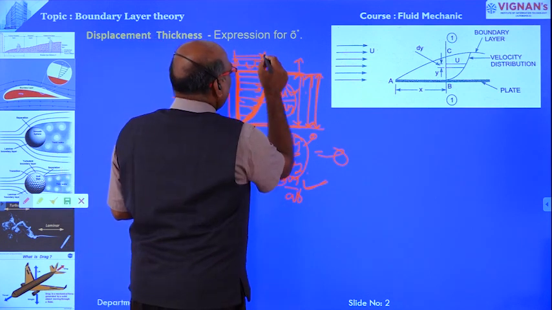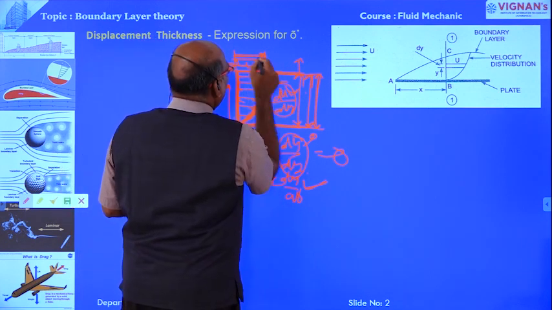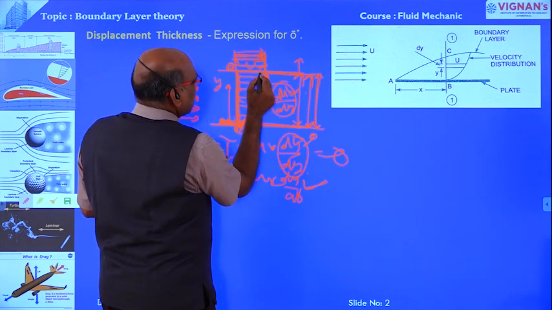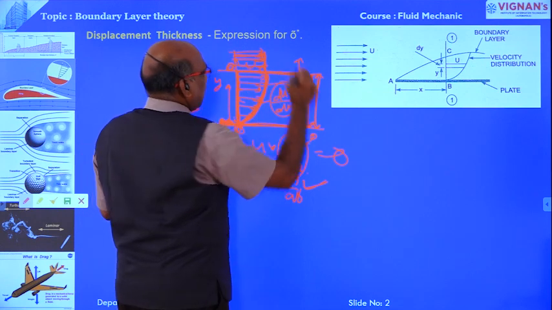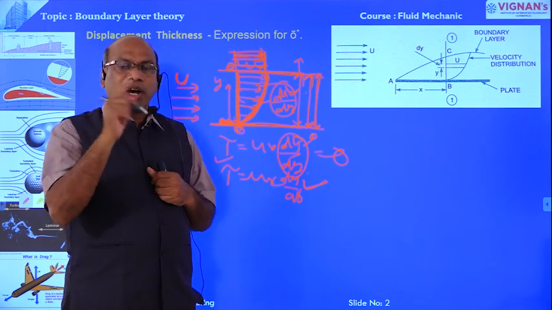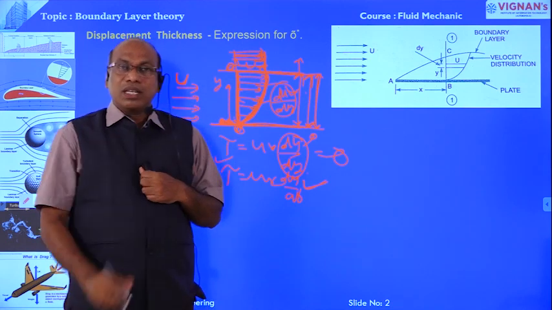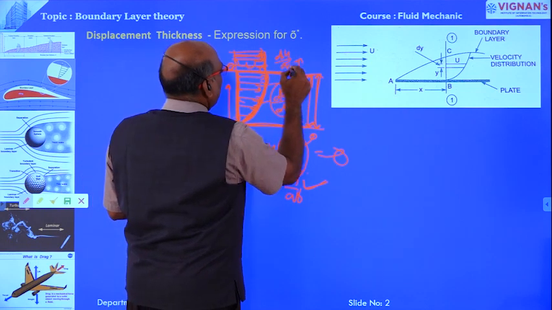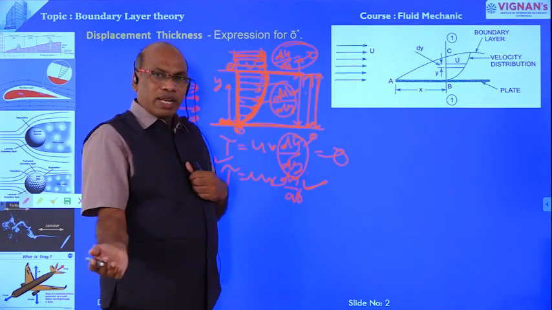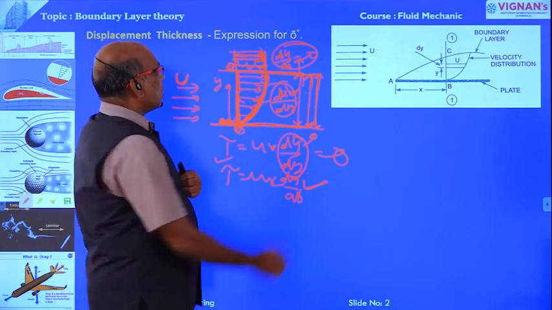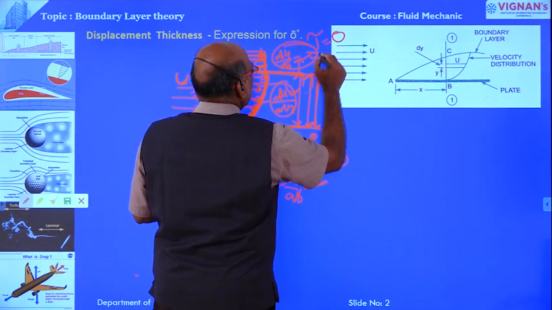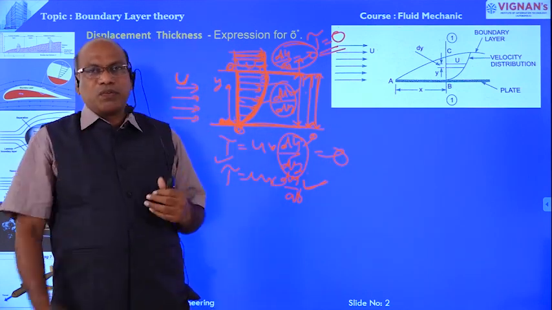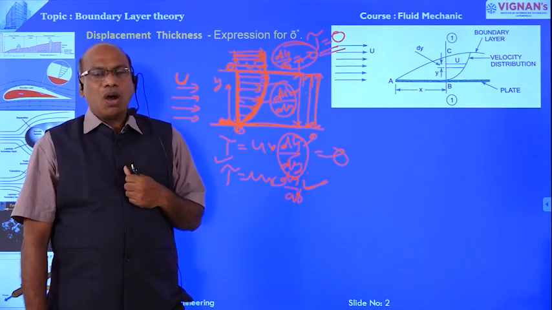Beyond the boundary layer, the same velocity is maintained, the constant free stream velocity. Once it reaches the free stream velocity, above that the velocity stays constant. Therefore, there is no change in the velocity, so du by dy is equal to 0. There is no velocity gradient, therefore shear stress tau is equal to 0. This is about the different parts of the boundary layer.